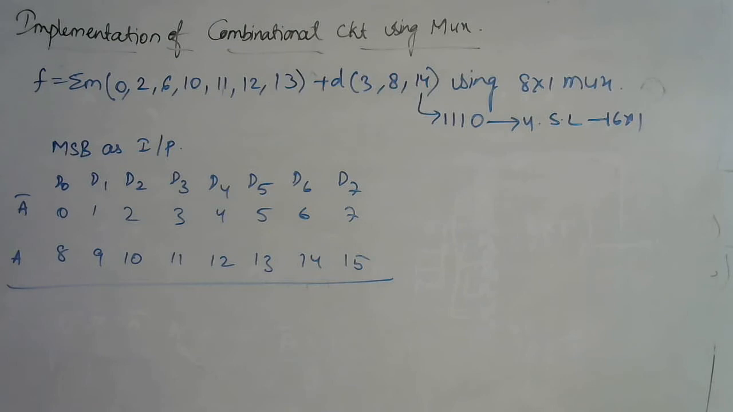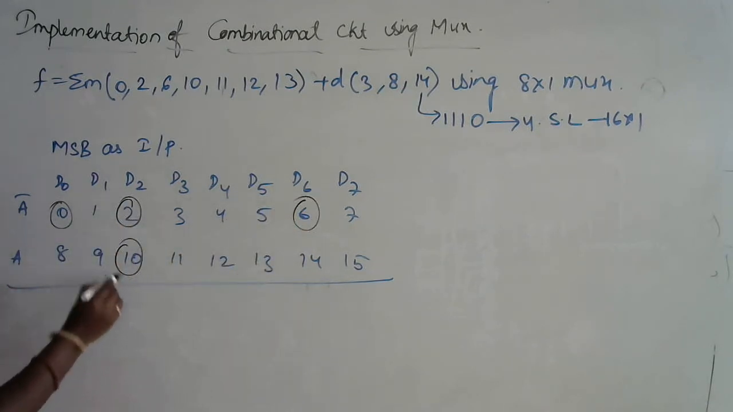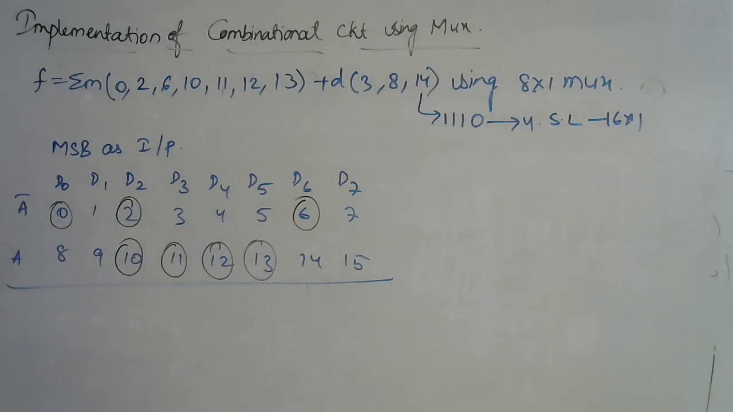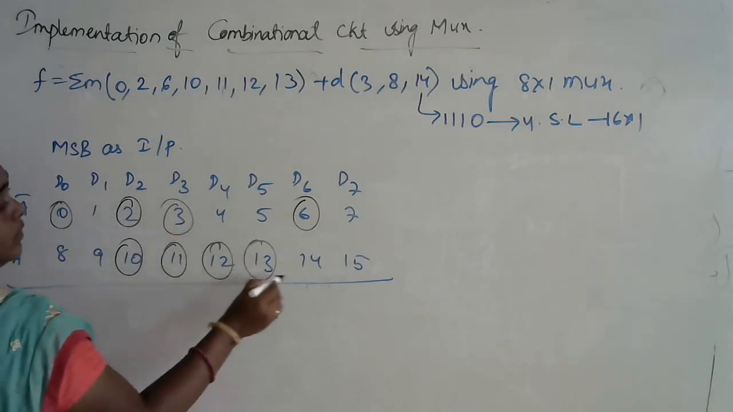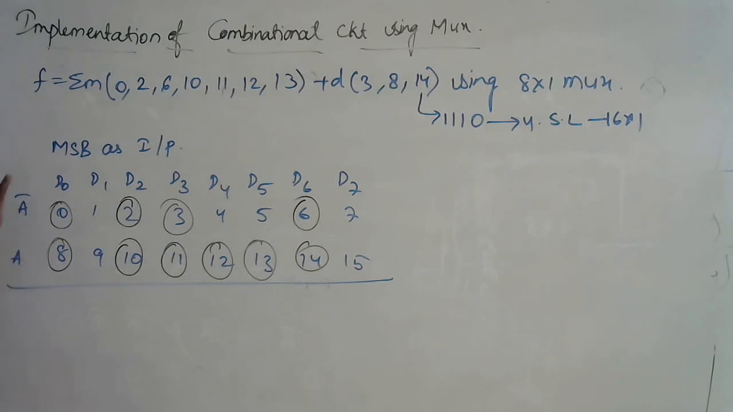Now, circle the numbers which are there in the question. So the question is 0, 2, 6, 10, 11, 12, 13. Also circle the don't cares. So the don't cares are 3, 8, 14. The only difference is that along with the SOP, you need to circle the don't cares also, because we know that the don't cares are used in order to simplify the expression.